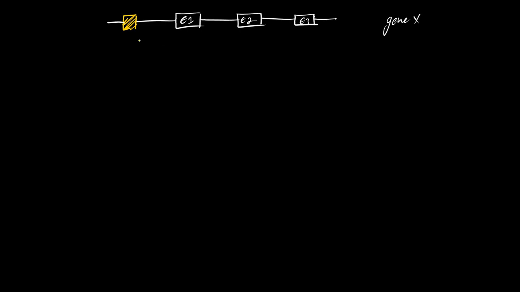And here we have a regulatory element or cis element. Cis element means it could be like an enhancer or a DNA sequence that basically controls transcription or the expression of this gene. Okay, and here we have a promoter.